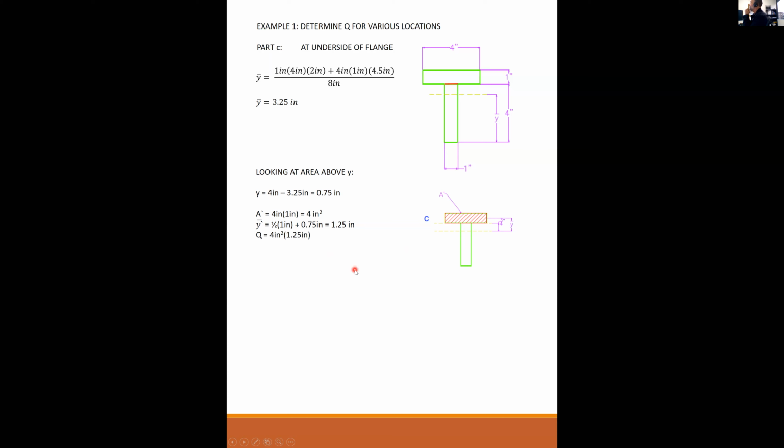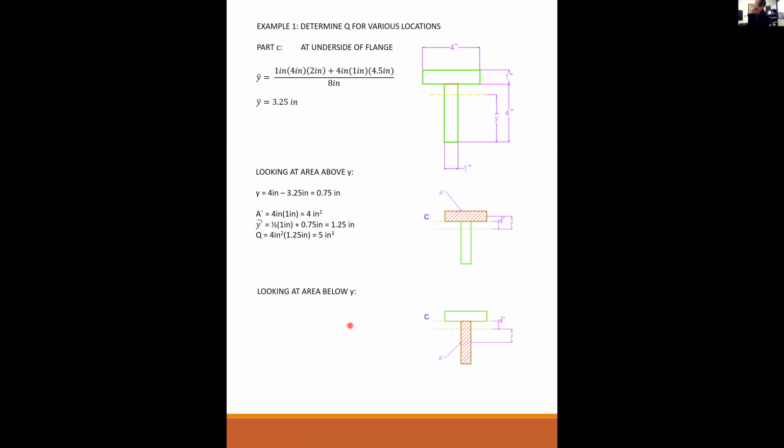All right. So then Q is A prime times Y bar prime. 4 times 1¼ gives me 5 inches to the third. That's my Q for a cut right at the bottom of that plate.